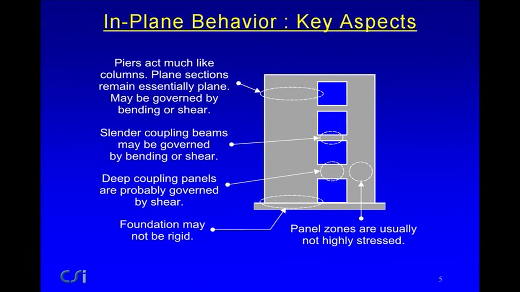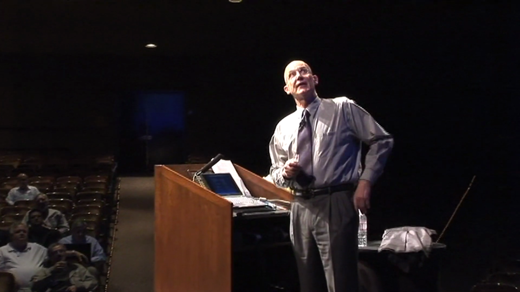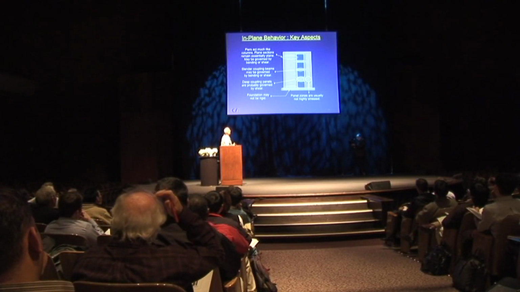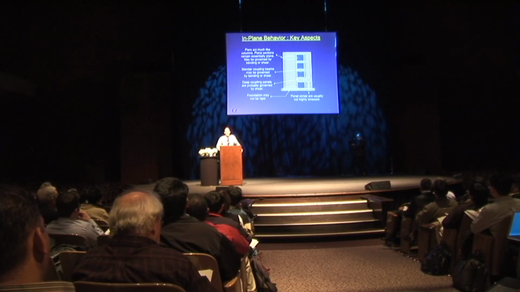And as indicated here, I think a reasonable interpretation of the behavior is the first one here. Even though this is a pretty fat pier, they act pretty much like columns, and plane sections remain essentially plane. Now, that doesn't mean to say they're necessarily governed by bending. They may be governed by bending, or they may be governed by shear. The key thing is that it's really not unreasonable to assume plane sections remain plane. I'm going to say more about this later on, because you might look at this and say, wow, that can't be right.